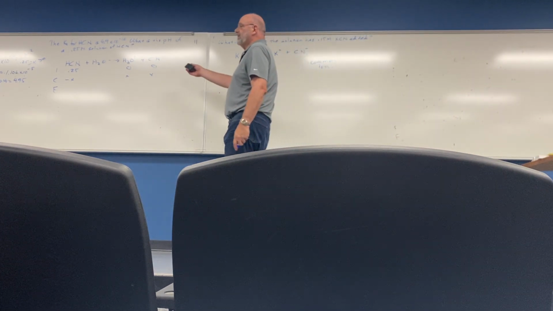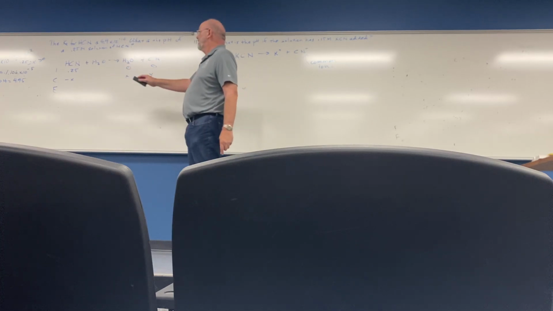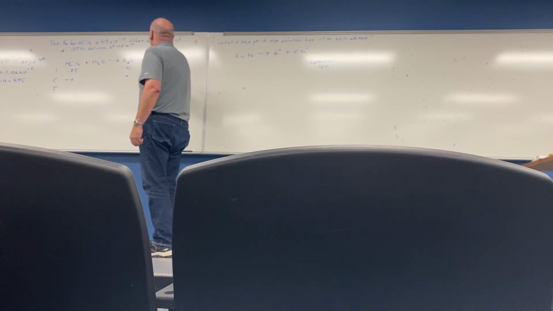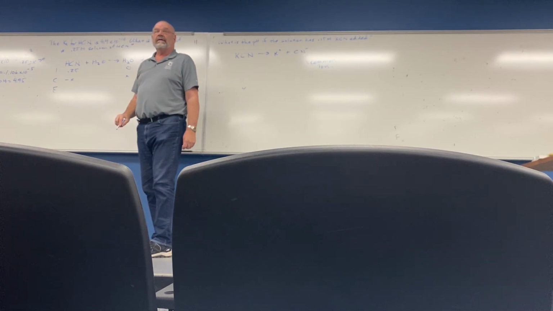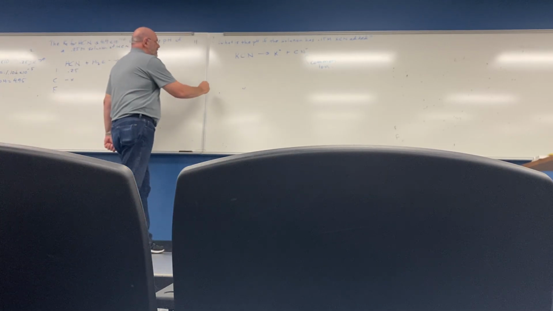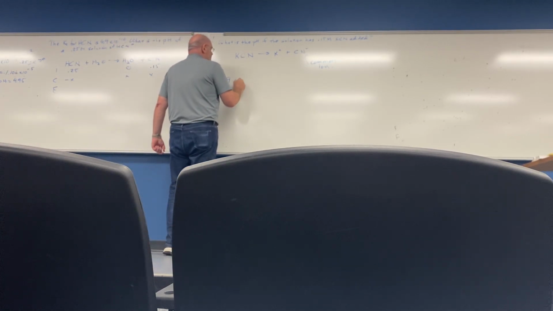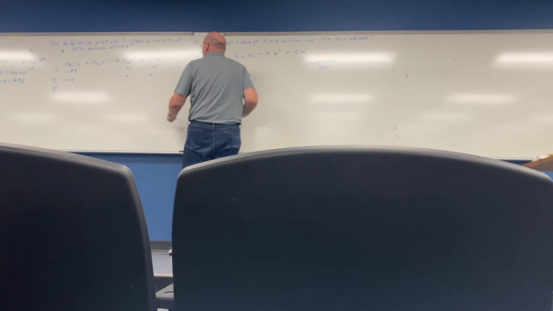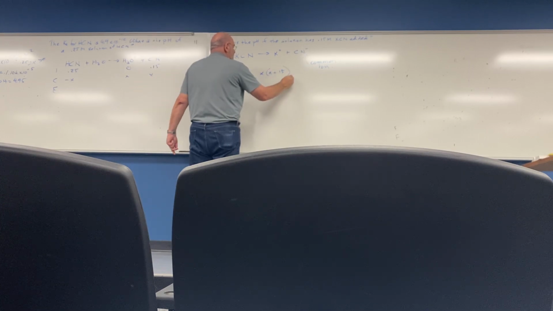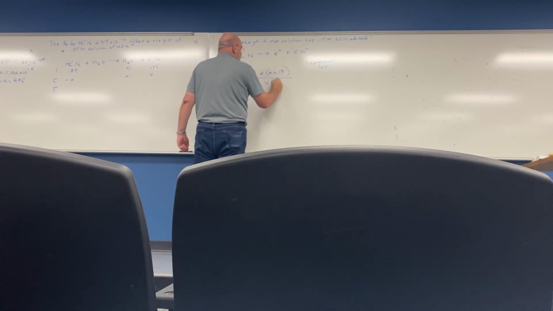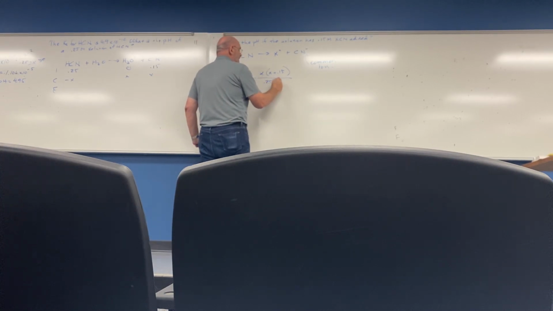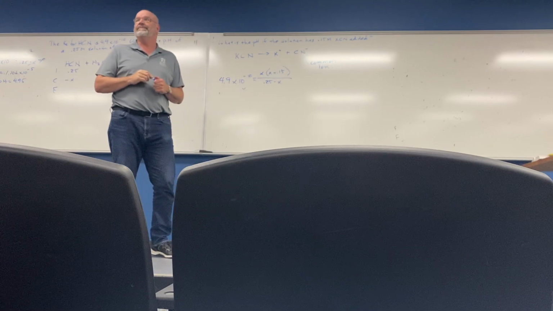So what changed over here? The starting CN. That number right there changed. It went from 0 to 0.15. Everything else is exactly the same. So 4.9 times 10 to the minus 10th equals x times x plus 0.15 over 0.25 minus x. Okay?